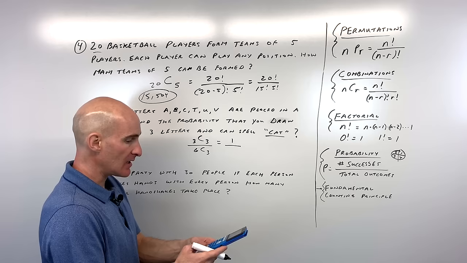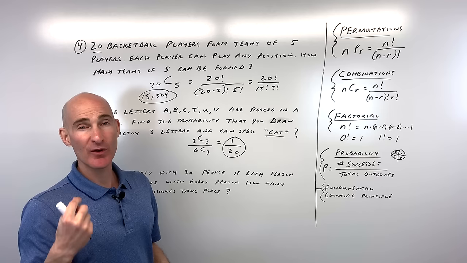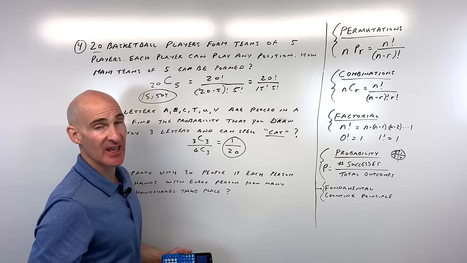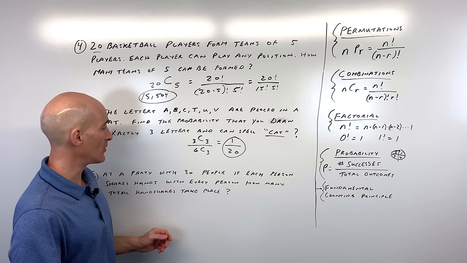Is 20, so you have a 1/20th chance of being able to do this. Now, this kind of makes sense because out of 3, how many ways are there of choosing all 3? Well, there's only going to be one way of doing that. Or you could say there's only going to be one way of getting the success of drawing these 3 letters, cat, out of the 20 different ways of drawing 3 letters out of the 6. So different ways to think about it. But combinations, because the order doesn't matter. Probability, because we're trying to figure out the chance that this occurs.